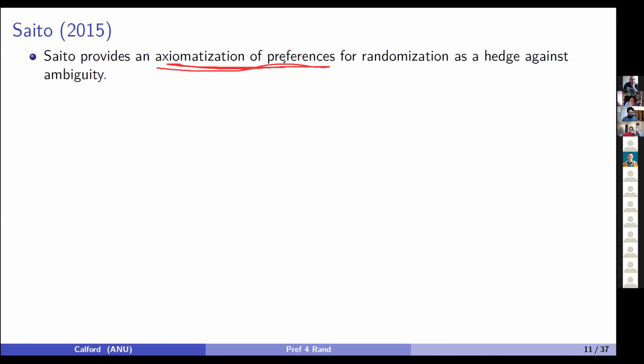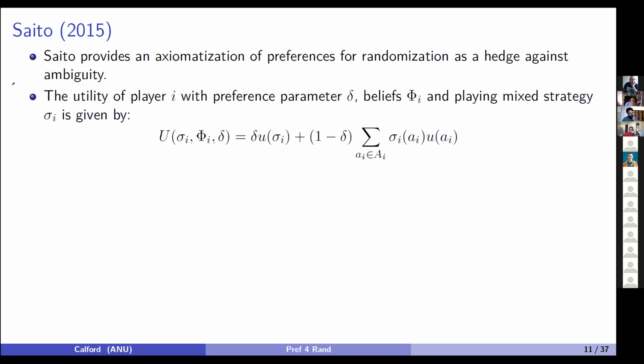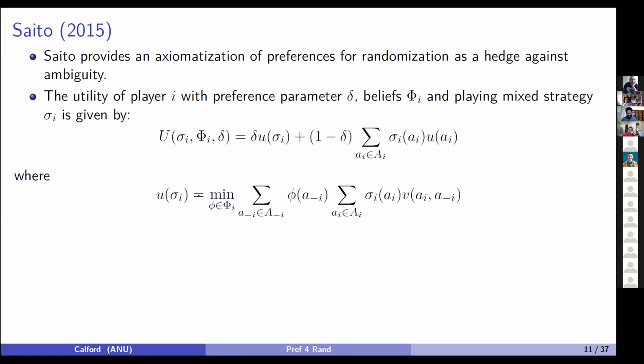So Saito axiomatizes his model of preferences for randomization as a hedge against ambiguity. I'm not going to give the axiomatization here, but there is one, and it is reasonable. His model essentially takes the utility of the case where I have a preference for randomization and the utility of the case where I do not have a preference for randomization, and just takes a linear combination of those two things. And that linear combination is modulated by this parameter delta. Okay, so this is just what we had before.